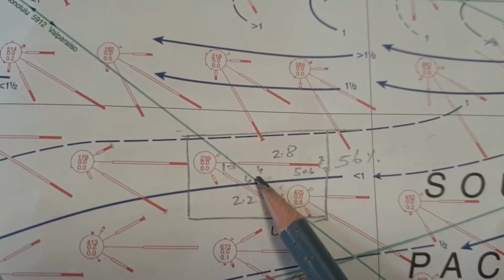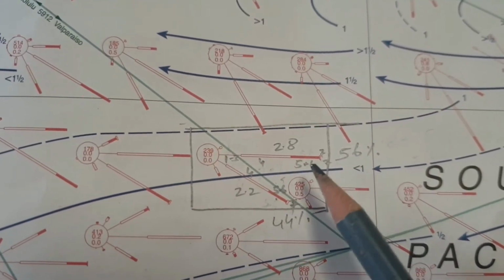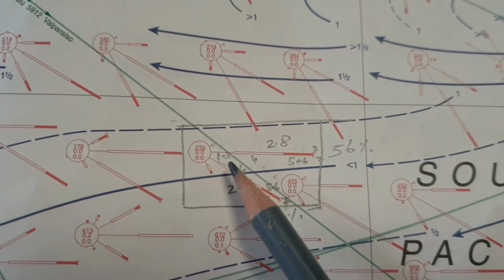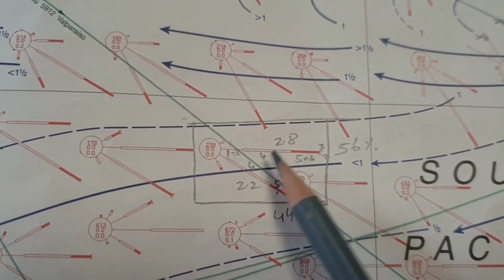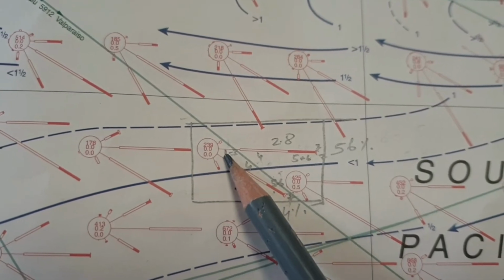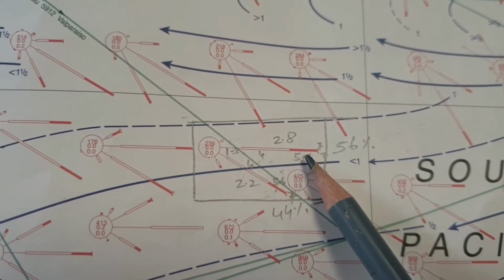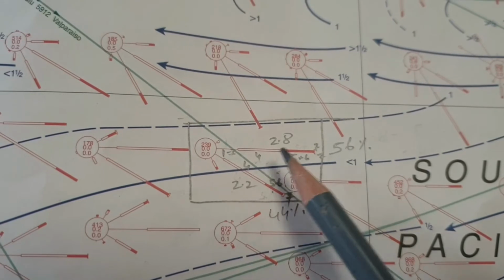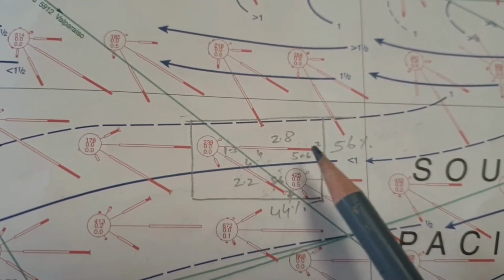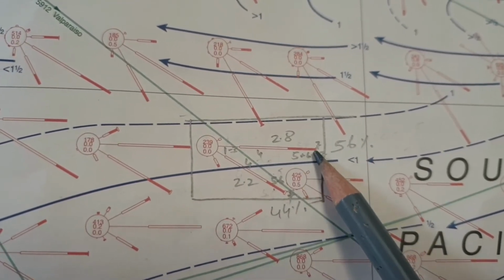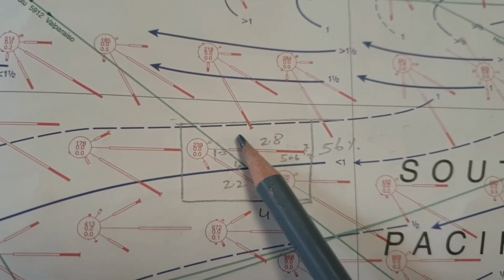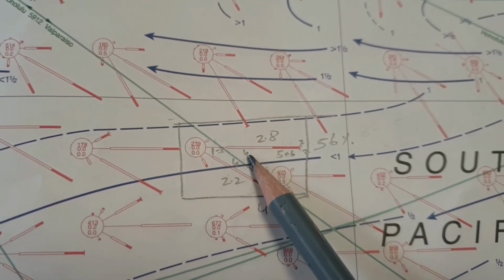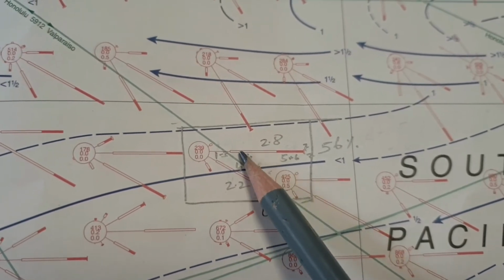If you look at this leg closely, you can find that wind force 4 is more predominant. Wind force 1 to 3 is lesser, 5 and 6 is almost equal to 1 to 3, and 7 is very light. So which means in this area, on an average, you can expect a wind force of 4.